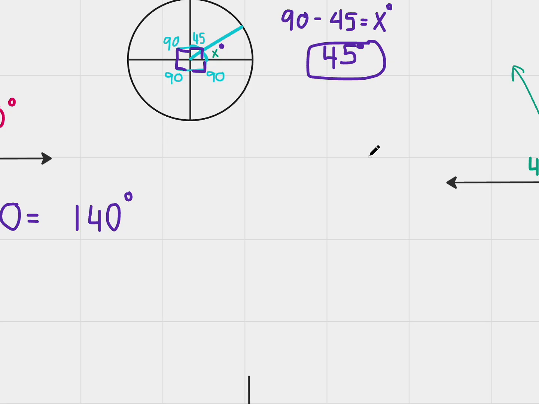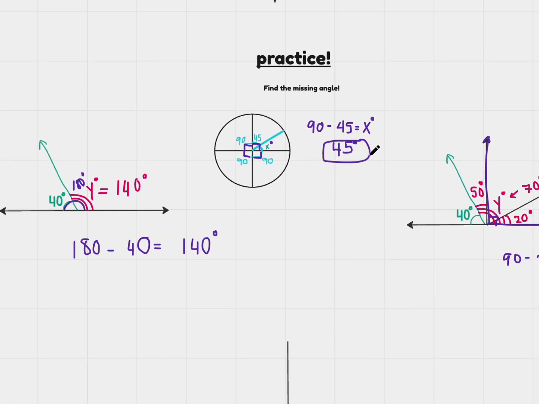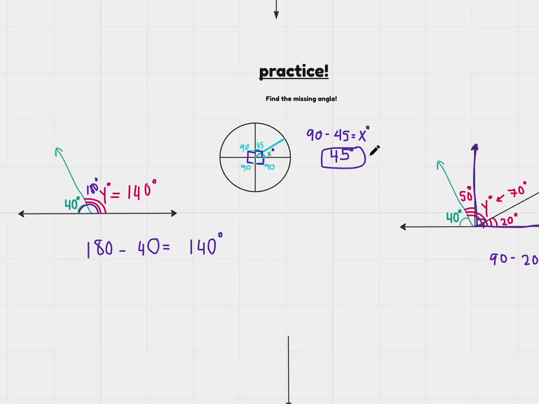And that is how you solve various practice problems, trying to find the angle using obtuse, acute, and right angles, and even straight lines, or straight angles, which is just 180 degrees.